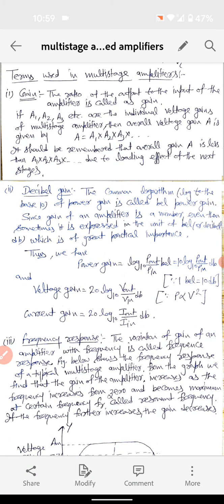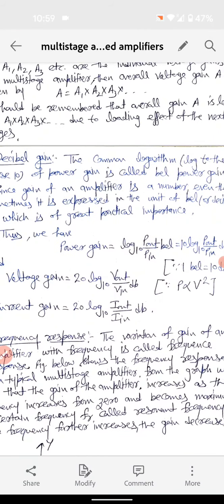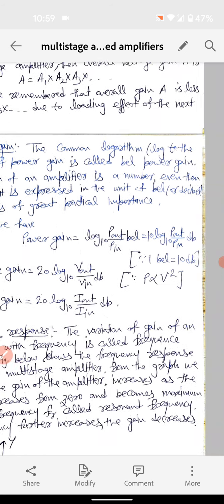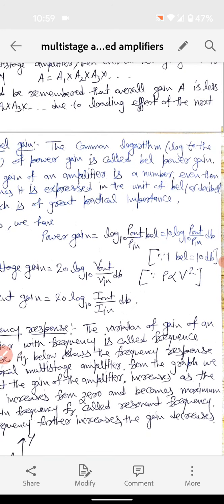But when we write it as decibel gain, what do we write? The power gain will be the common logarithm. Common logarithm means log to the base 10, so it will be written as log 10 P output by P input, and bell is the unit. Okay, this is how we write this term. And 1 bell also is a very large unit, so in general we use decibel. 1 bell is equal to 10 decibel.